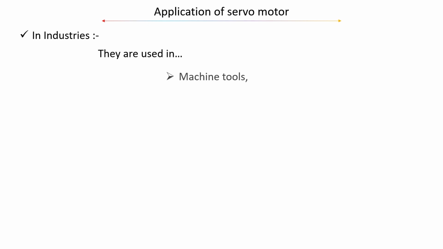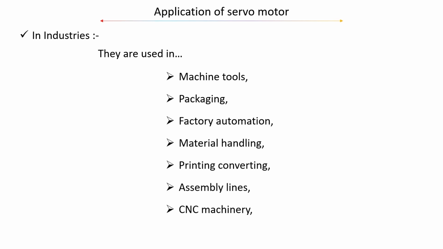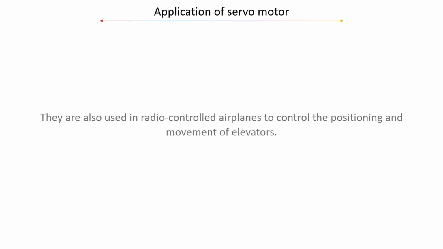Applications of the servo motor. These motors are used in industries. They are used in making machine tools, packaging, factory automation, material handling, printing converting, assembly lines, CNC machinery, or automated manufacturing. They are also used in radio-controlled airplanes to control the positioning and movement of elevators.